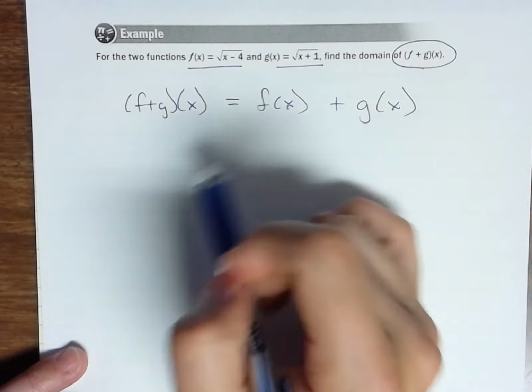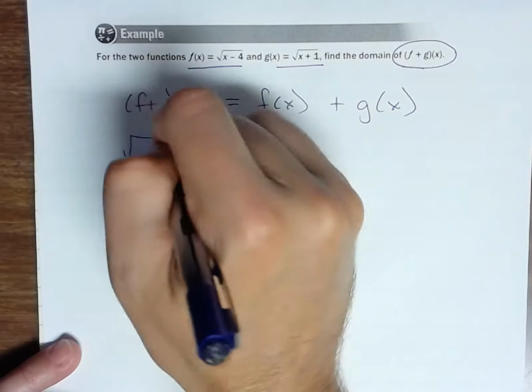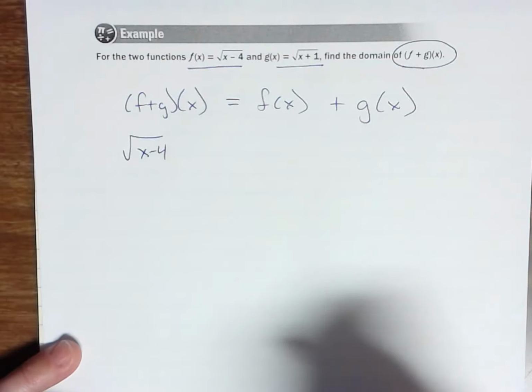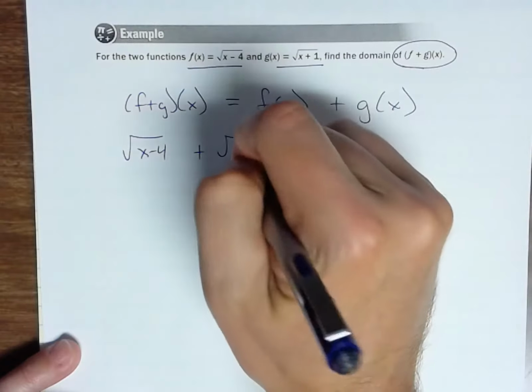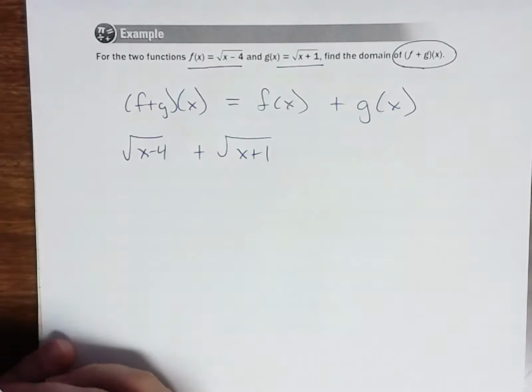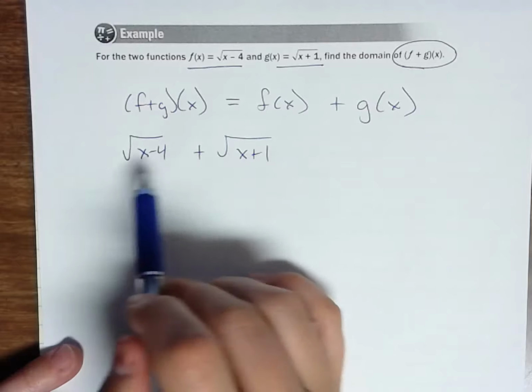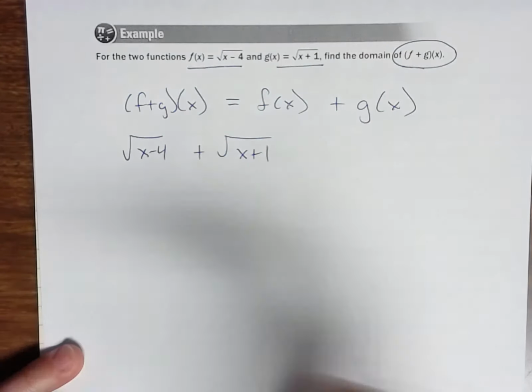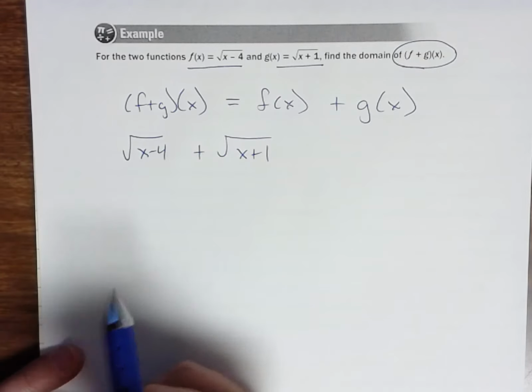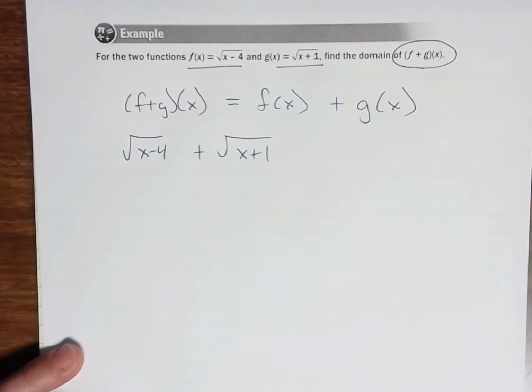So let's just substitute in. f of x is just the square root of x minus 4 plus g of x, which is the square root of x plus 1. Now there's no way that we can combine those two radicals, so we just leave it like that. That's my new function. Well, we want to know what the domain is.